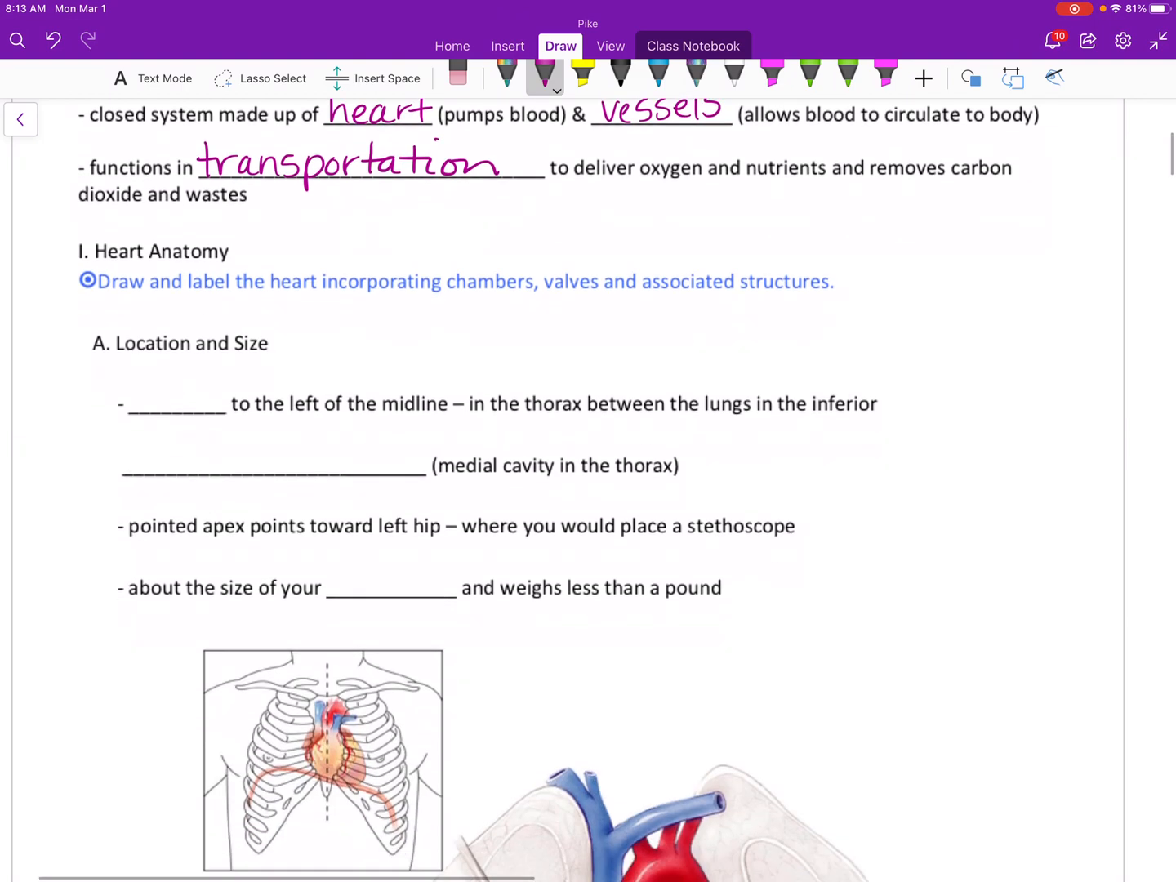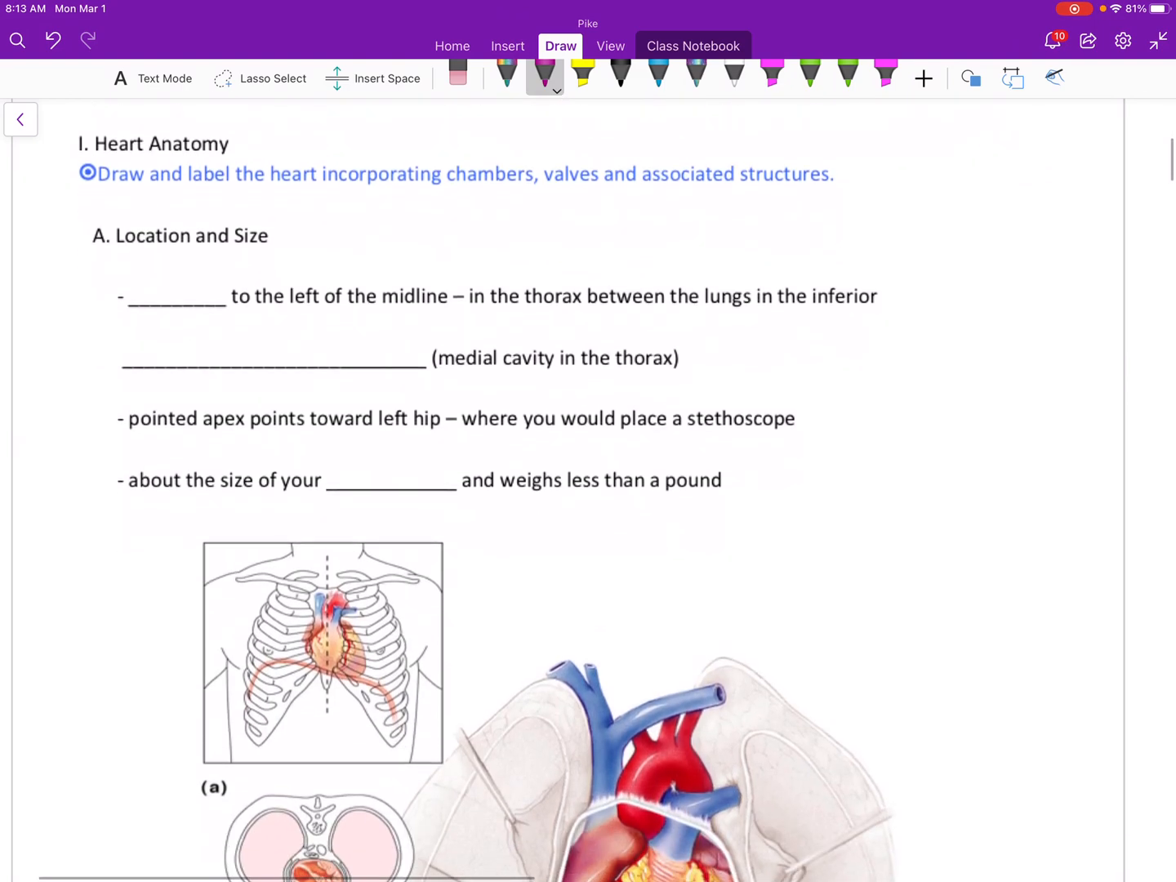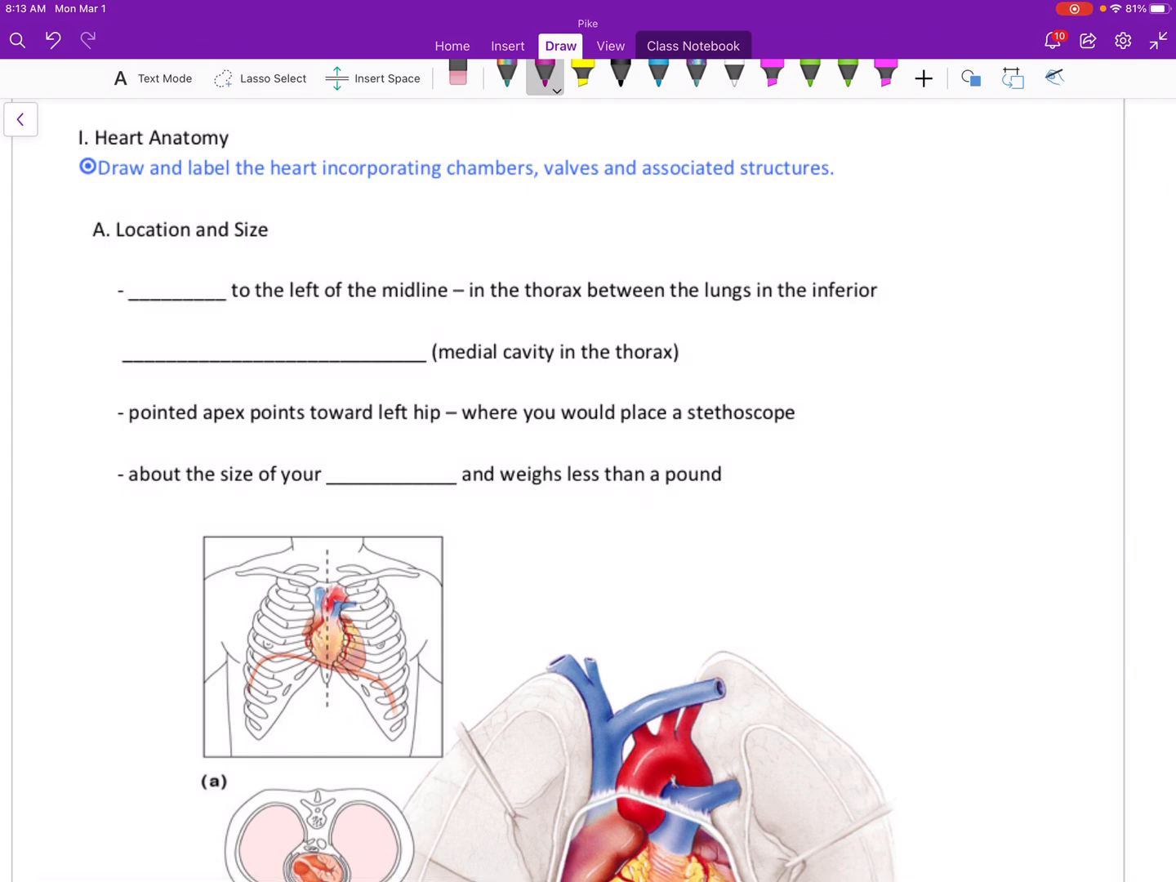So let's just go ahead and start looking at the heart anatomy. We're going to look at the location and size first. We know it's in our chest, in our thoracic cavity, but it's actually 2/3 of your heart that is located to the left of your midline. That's why we put our right hand over our left side of our chest when we're saying the Pledge of Allegiance. We're putting our hand over our heart.